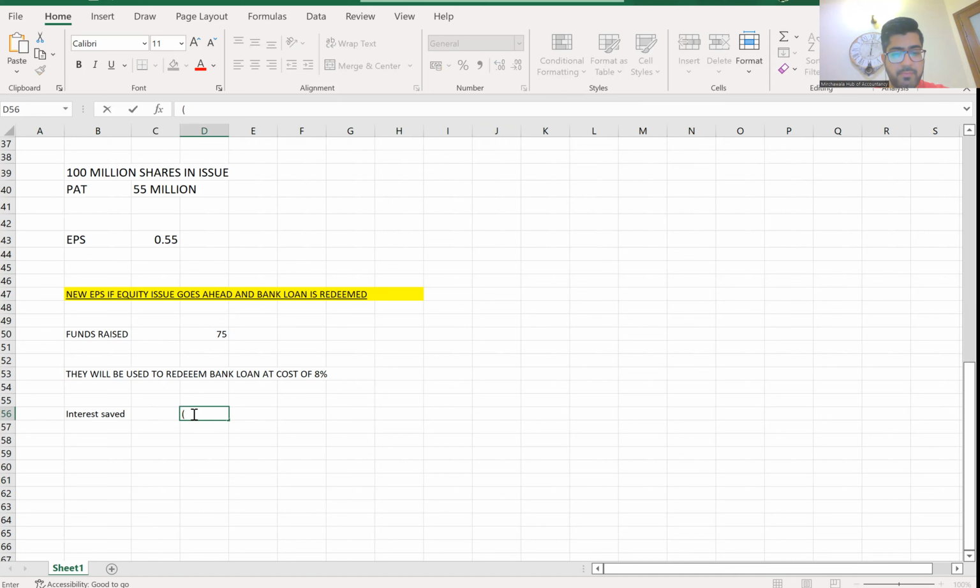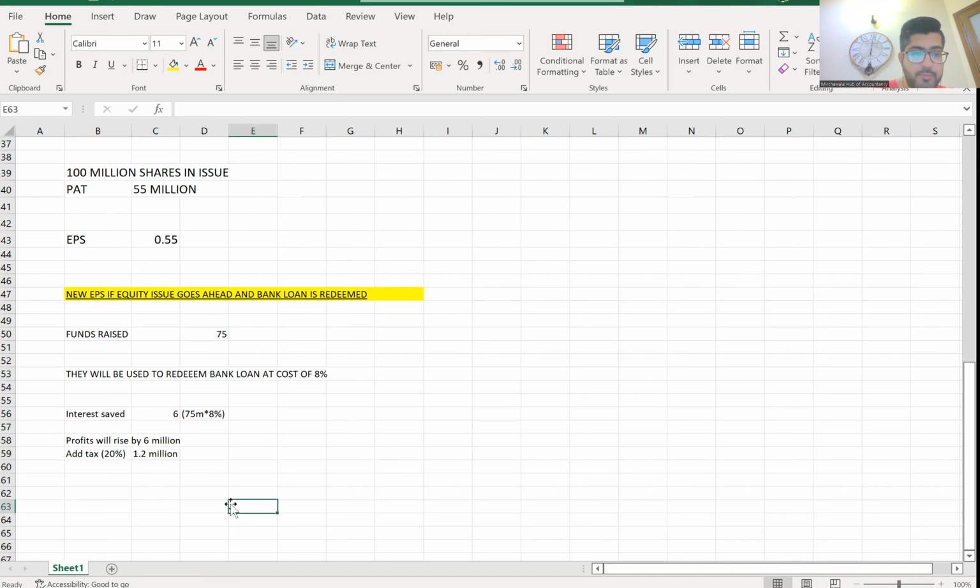So you raised 75 million, and through that you paid off the bank loan at 8%. So your interest saved is 75 million times 8%. That means profits will rise by 6 million. When profits rise by 6 million, you have to pay additional tax at 20%, which is 1.2 million. So your net benefit will be 4.8 million.